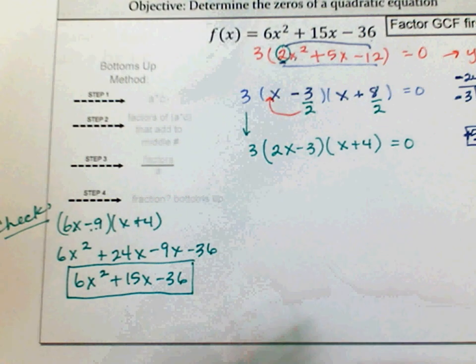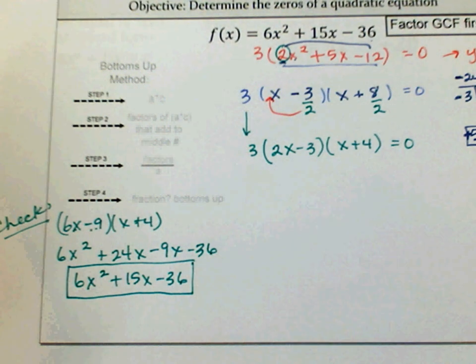You see it? So now we're going in reverse, and the reverse is factoring. So why are we wanting to do this? Because we want to solve where it crosses the x-axis.